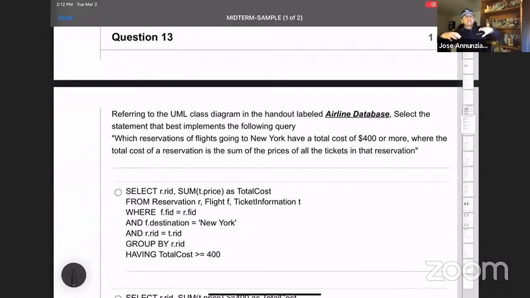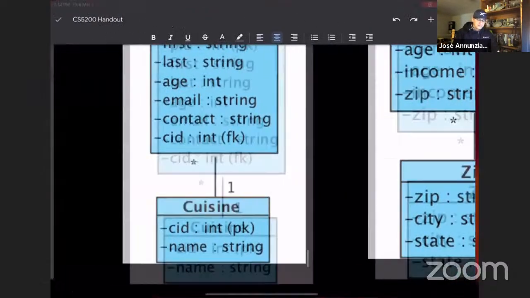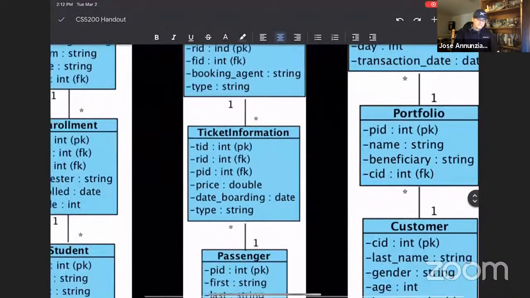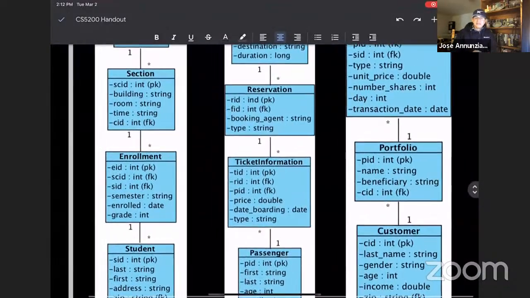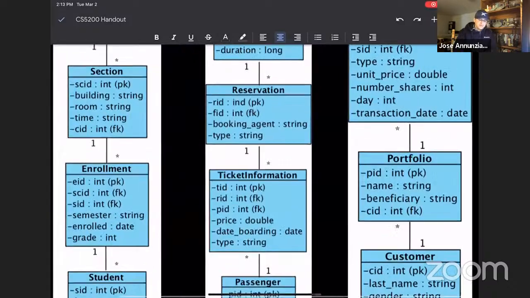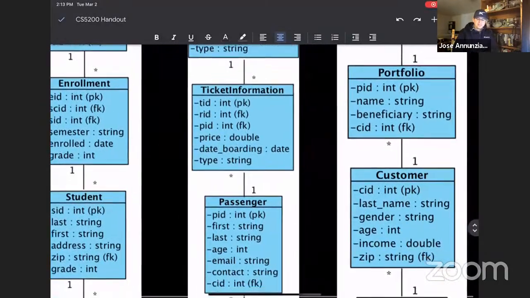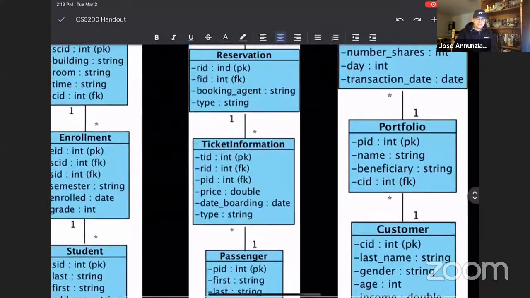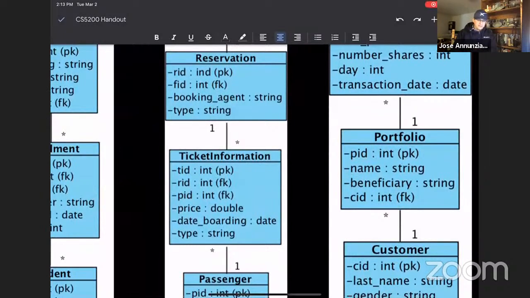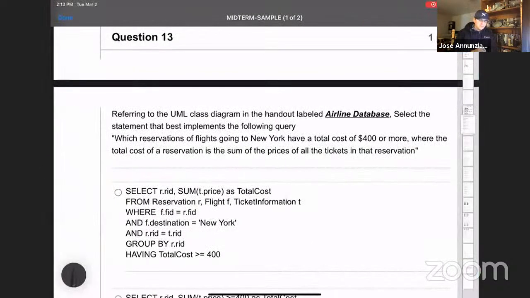So a reservation actually can have multiple people in the reservation, right? Say my whole family is flying together. We might have the same reservation number on the same flight. So that's where reservation comes in. A reservation can have many tickets. One reservation can have many ticket information that maps to the passengers, so many passengers can be in the same reservation. All right, so let's see.